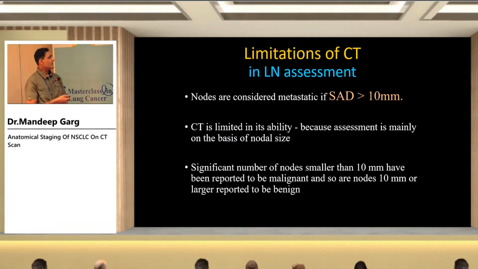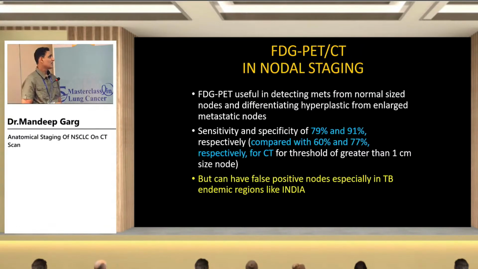So there are a few limitations even when we are evaluating the lymph nodes and staging, giving the N descriptor for the TNM staging. As I've told you, any lymph node which is more than 10 millimeter in short axis diameter is considered positive based on CT scan. However, it has been found that a significant number of nodes which are smaller than 10 millimeter can be malignant, and so are the nodes which are more than 10 millimeter reported to be benign.